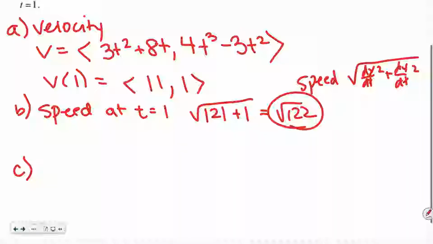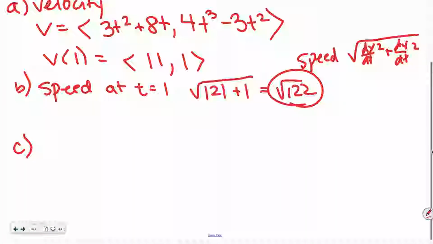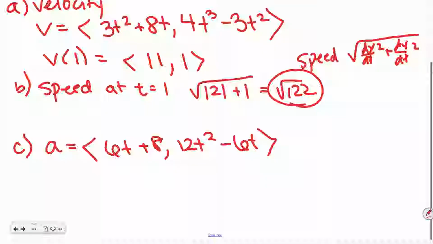And then in part C, I want the acceleration vector at time t equals 1. So same thing as Calc AB. Our acceleration is just the derivative of the velocity. We're just going to write it as a vector. So our acceleration vector would be 6t plus 8, comma, 12t squared minus 6t. At 1, our acceleration would be the vector 14, 6.